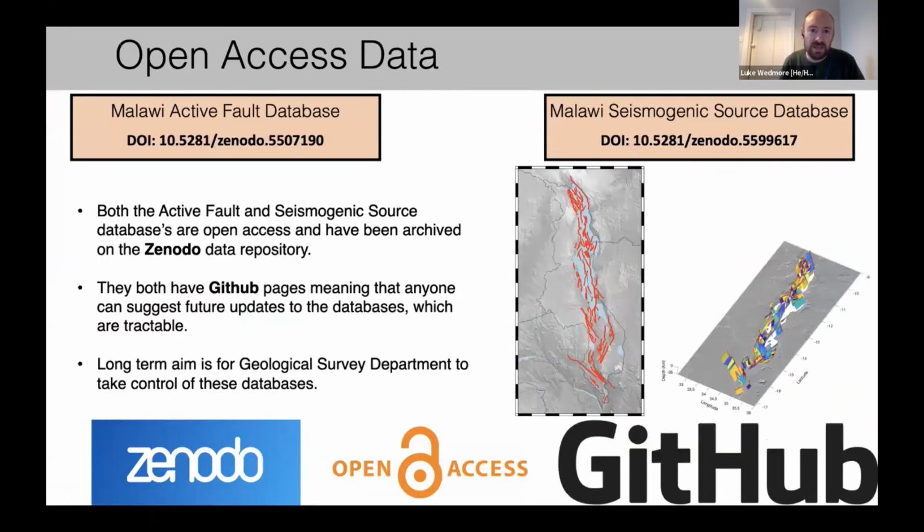And then finally, a really key part of our approach has been open access data. So these active fault databases and an associated seismogenic source database have been archived fully online through Zenodo, but they also have their own GitHub page so that anyone who makes new observations or wants to suggest updates to these databases can do so, with the idea that in the long term, Hassan and the Geological Survey Department will control these databases, and geologists from Western countries may come in and help them update that, but they're really in control of this data and it's theirs to own and to operate on.